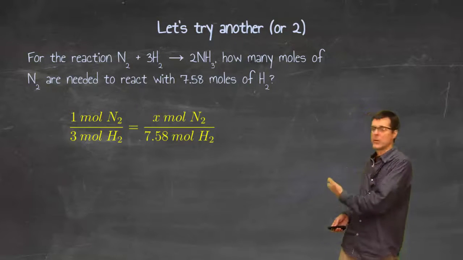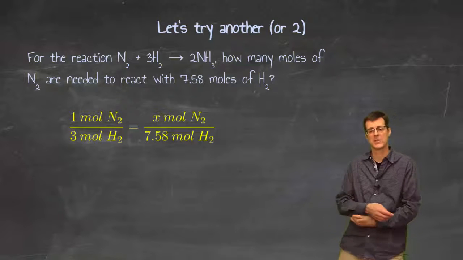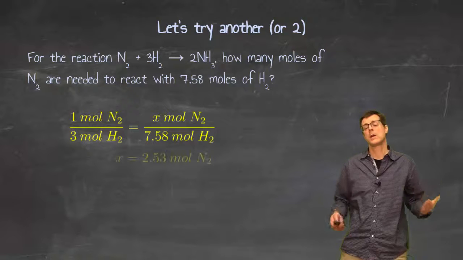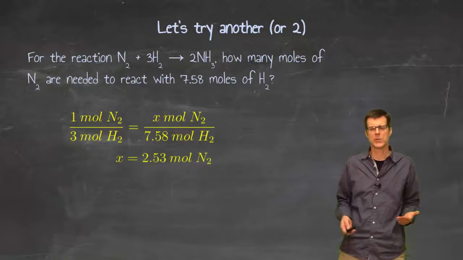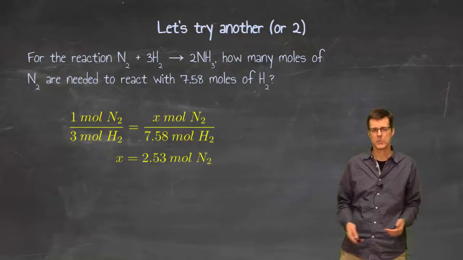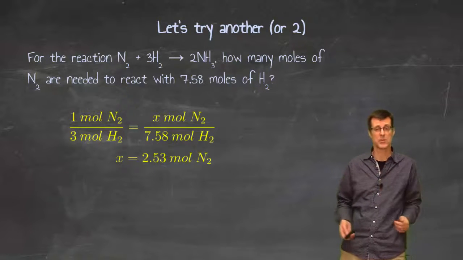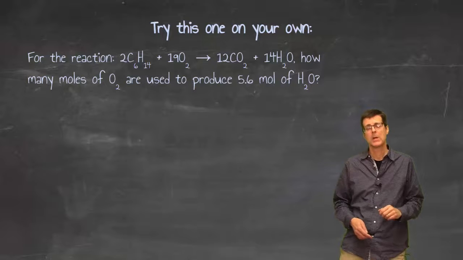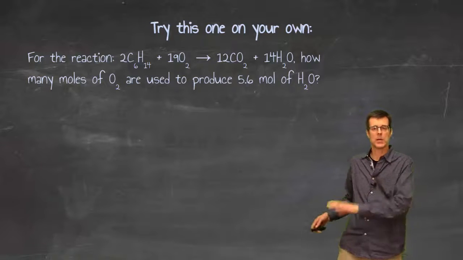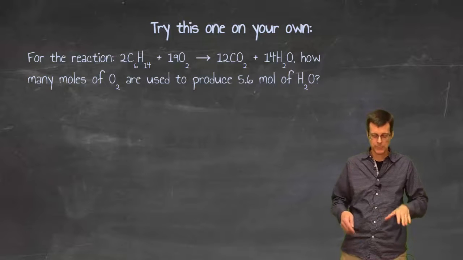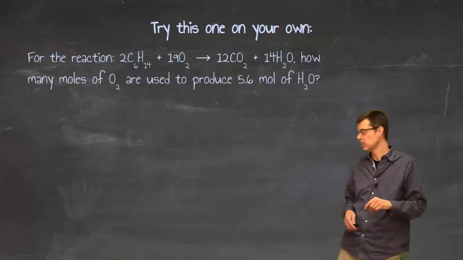And then, what do I do if I have this different amount, 7.58? I'm going to do the math in a very similar way, and I'm going to get an answer of 2.53. And again, please double check my math so that you push the buttons as well. This one I want you to try on your own. So pause the video so you can work this one out. I'll display the answer in a moment.